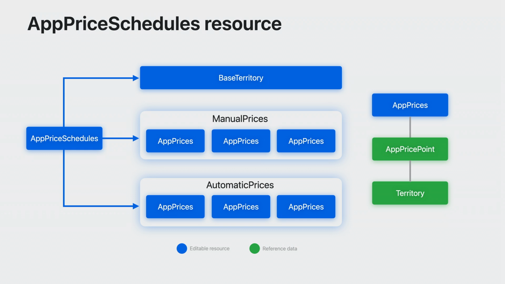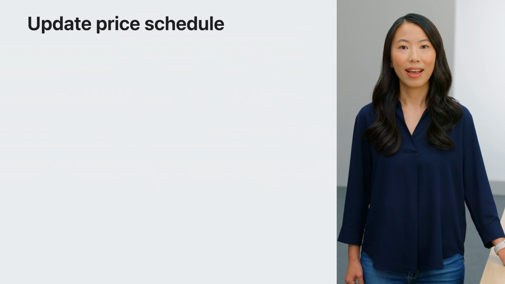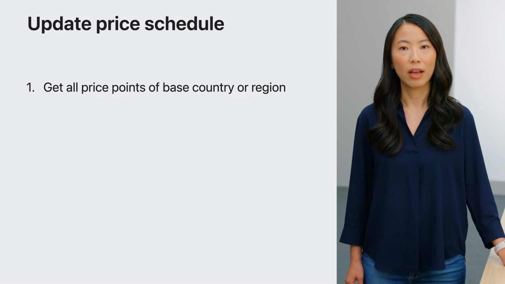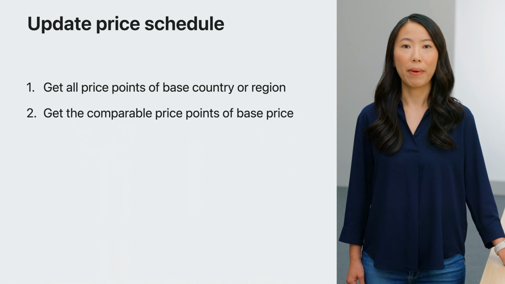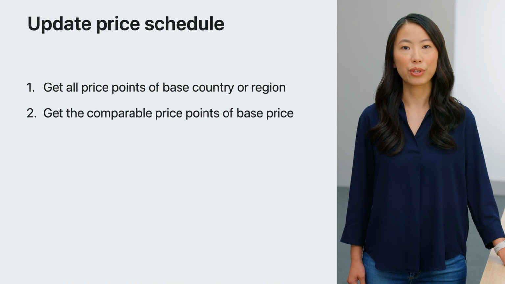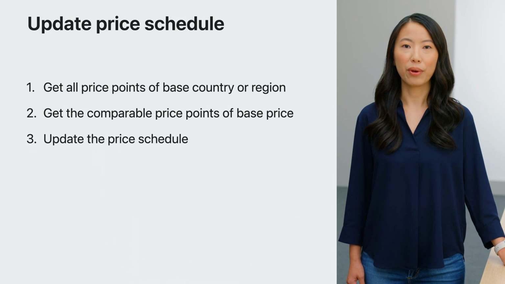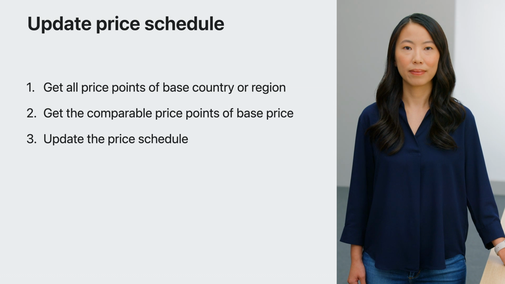The App Store will provide comparable automatic prices based on the base territory and menu prices. Let's take a look at the APIs you need when updating the price schedule one by one. First, get all the price points of your selected base country or region. Choose a base price. Next, preview the comparable price points in other countries or regions. Finally, update the price schedule with all the necessary data.